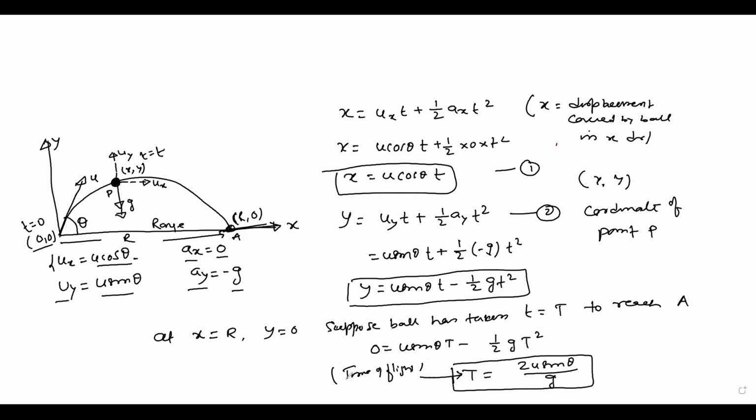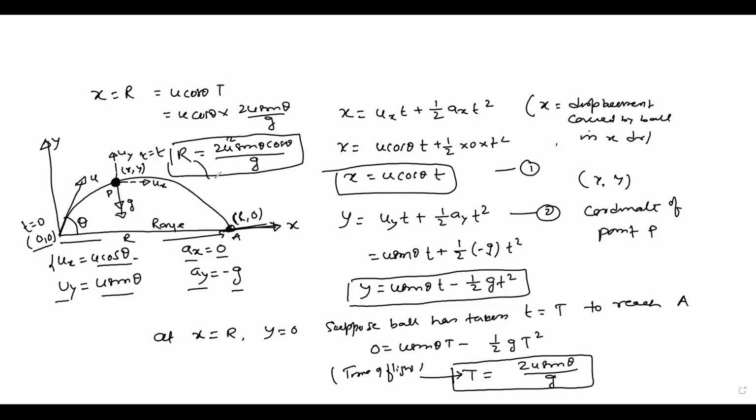Now, if I want to find out this distance, x equal to r. At x equal to r, we may write u cos theta into t. So u cos theta into 2u sin theta by g. So this is the formula we got: 2u square sin theta cos theta by g. This is the range.